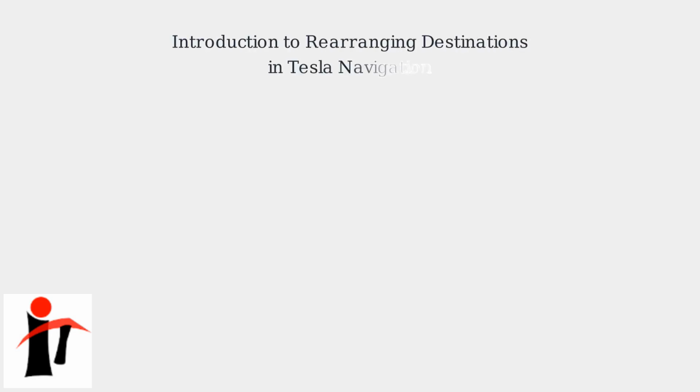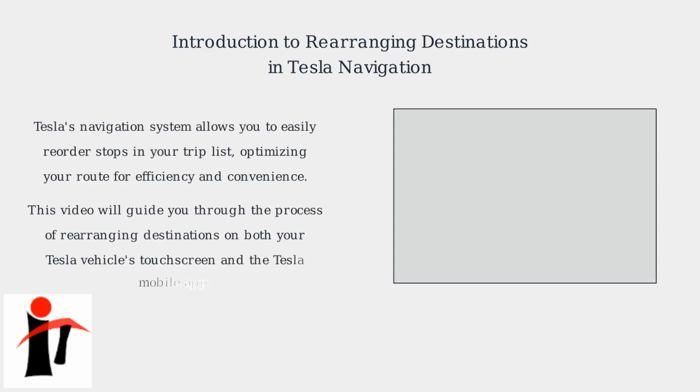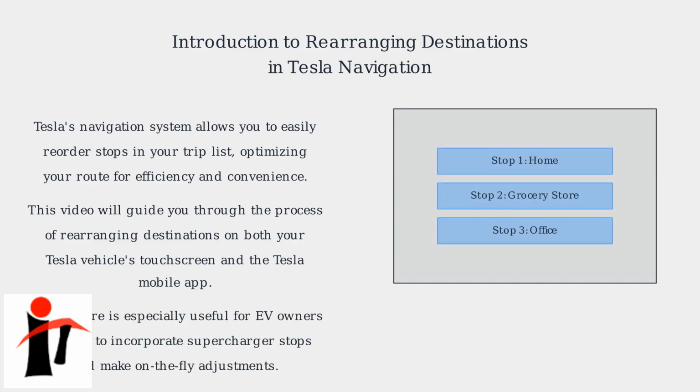Tesla's navigation system allows you to easily reorder stops in your trip list, optimizing your route for efficiency and convenience. This video will guide you through the process of rearranging destinations on both your Tesla vehicle's touchscreen and the Tesla mobile app. This feature is especially useful for EV owners needing to incorporate supercharger stops and make on-the-fly adjustments.